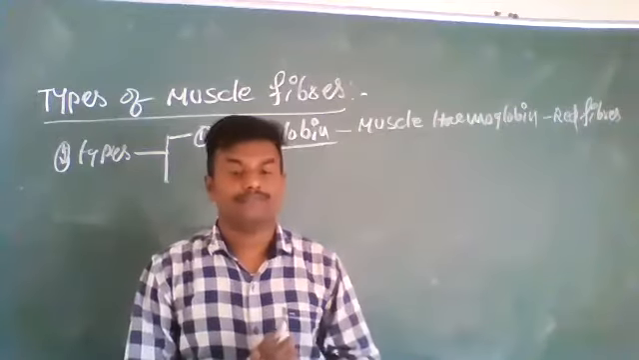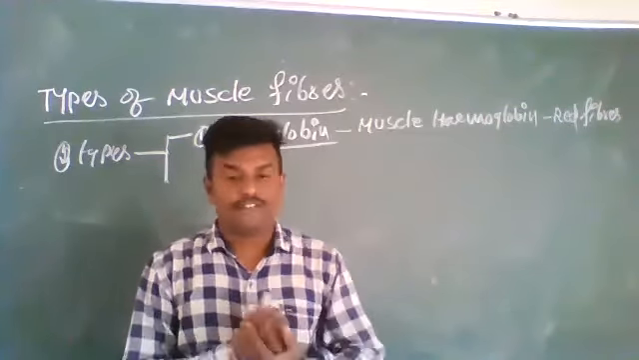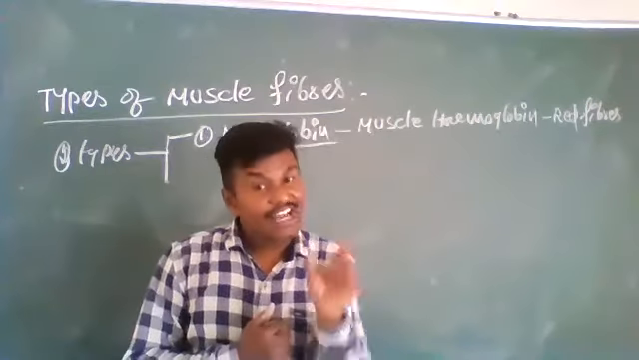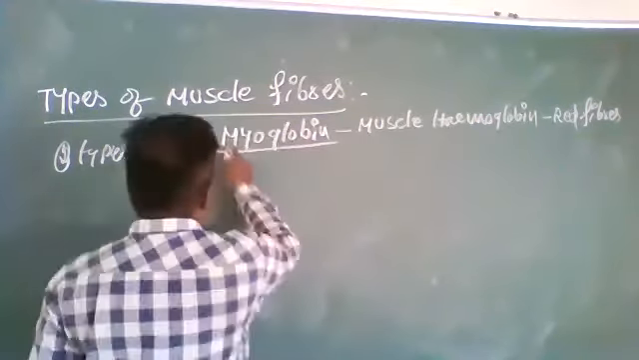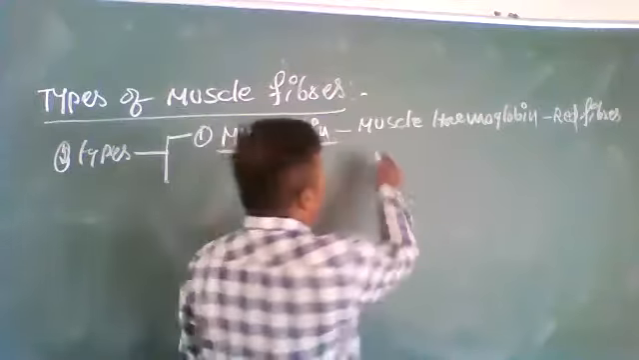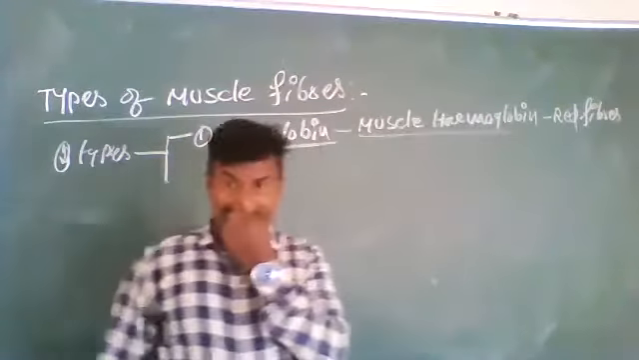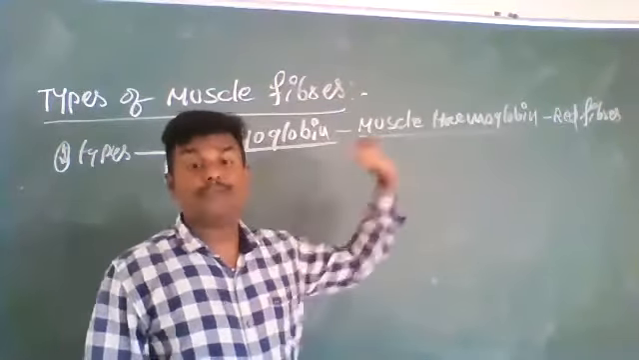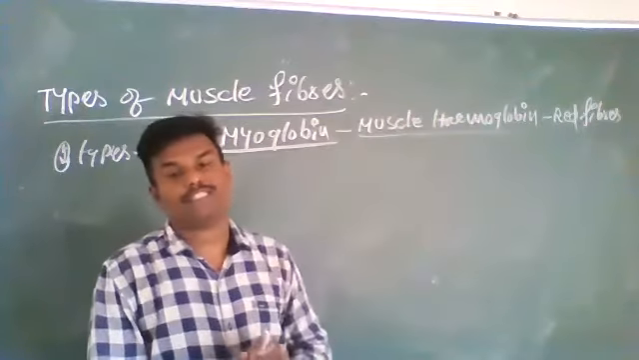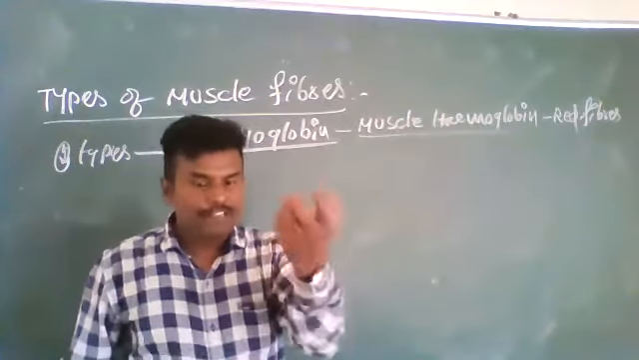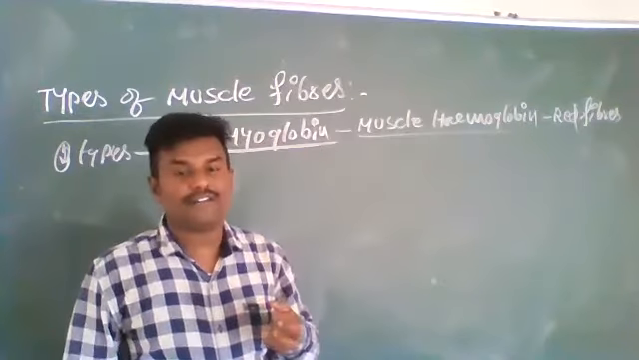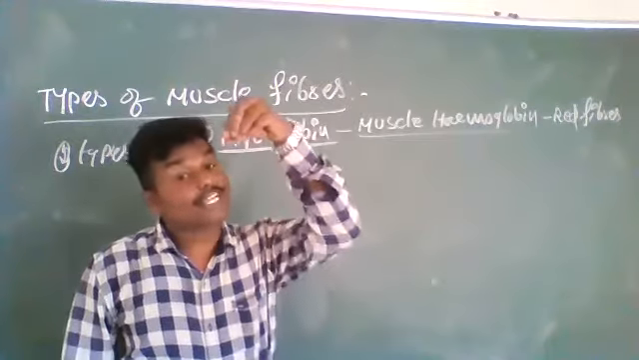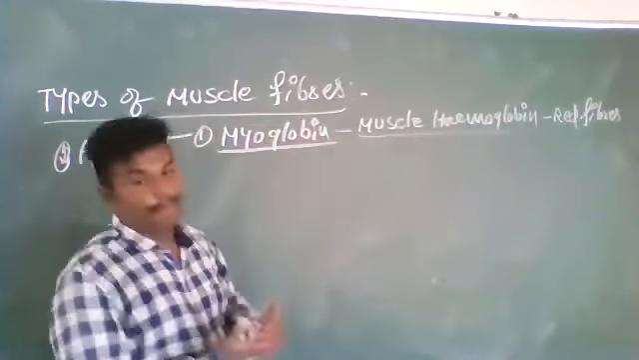Muscles that contain an excess amount of red colored oxygen storage pigment. Such muscles are called myoglobin muscles, also called muscle hemoglobin. They seem to be red fibers. Therefore, those muscles are also called red fibers. Some of the muscles in our body contain an excess amount of red colored oxygen storage pigment. That pigment is myoglobin.